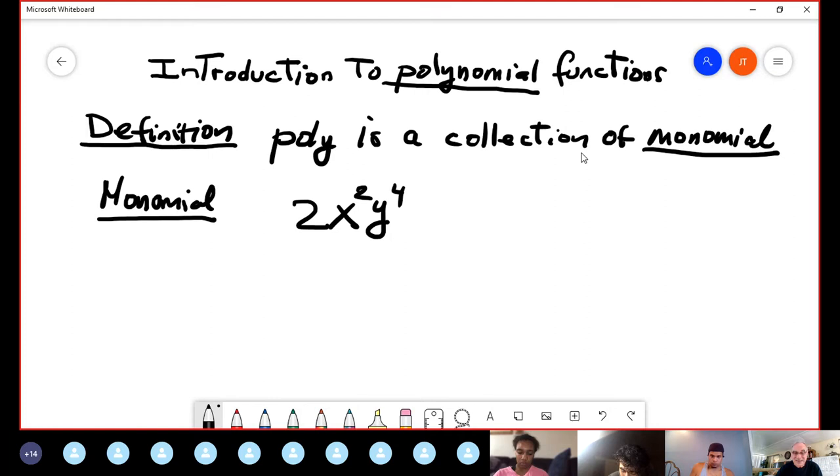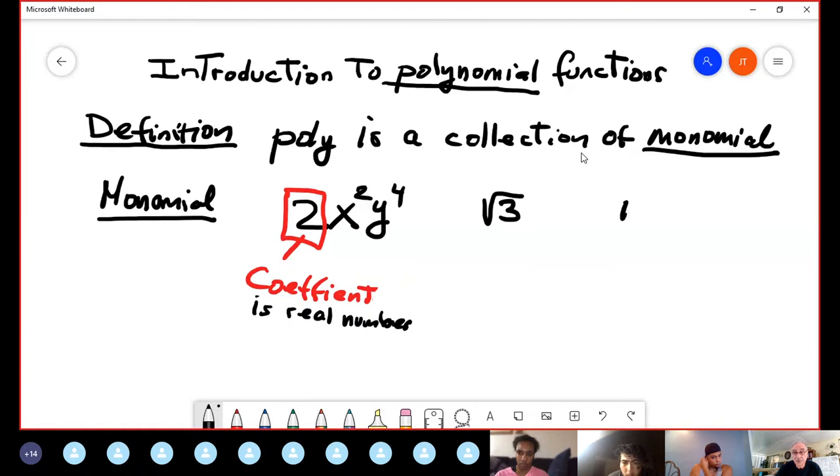The important pieces to understand a monomial. The first number is the coefficient. It should be coefficient, not e. In Spanish, yeah, but in English, no. A coefficient is a real number. One example of a coefficient is 2, but another example is radical 3 or pi. So it may be rational, irrational, or 0.5, or a fraction like 3 over 4.